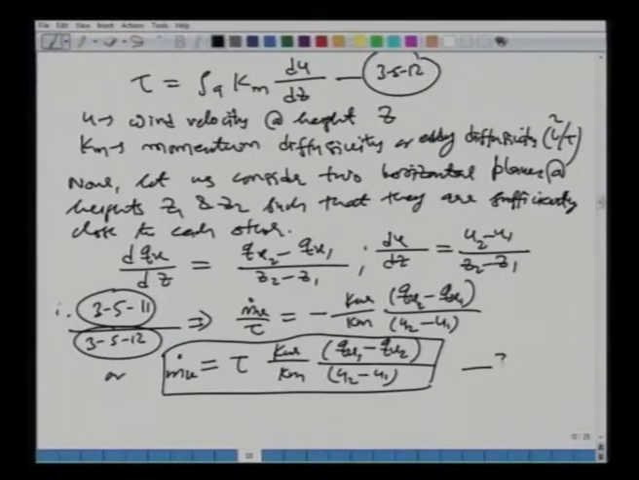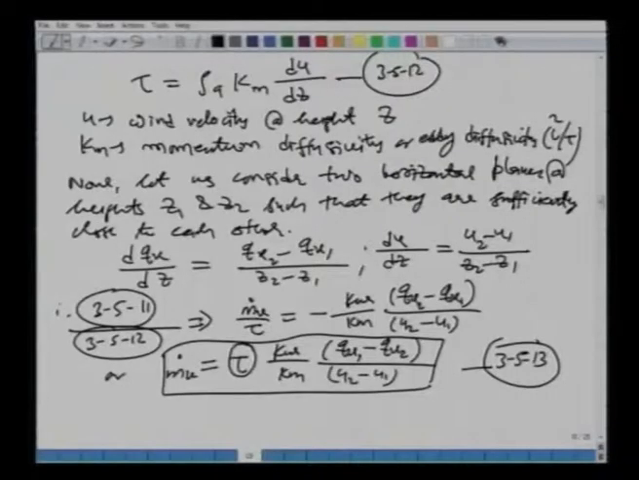This we will call 3.5.13. So, this is the equation which gives us mv dot in terms of qv, that is the humidity at cross sections 1 and 2, and also the wind velocity at cross sections 1 and 2, and Kw and Km are constants whose values can be calibrated or estimated somehow. However, there is one quantity on the right hand side of this equation which is still unknown, which is this tau. How do we find this tau?